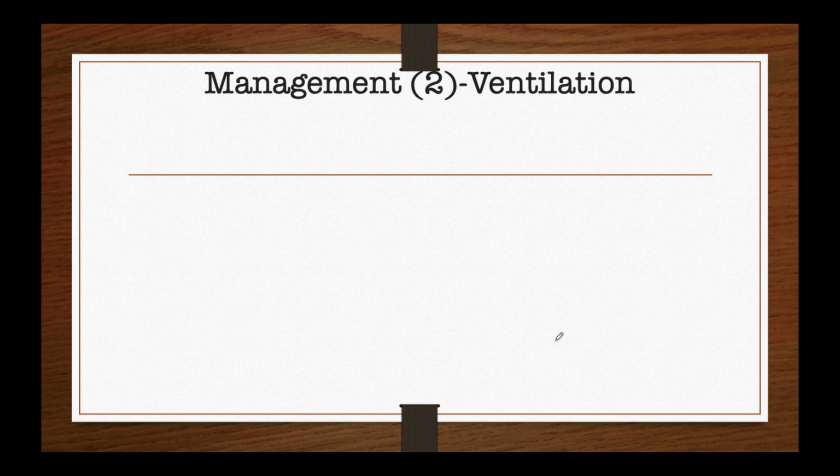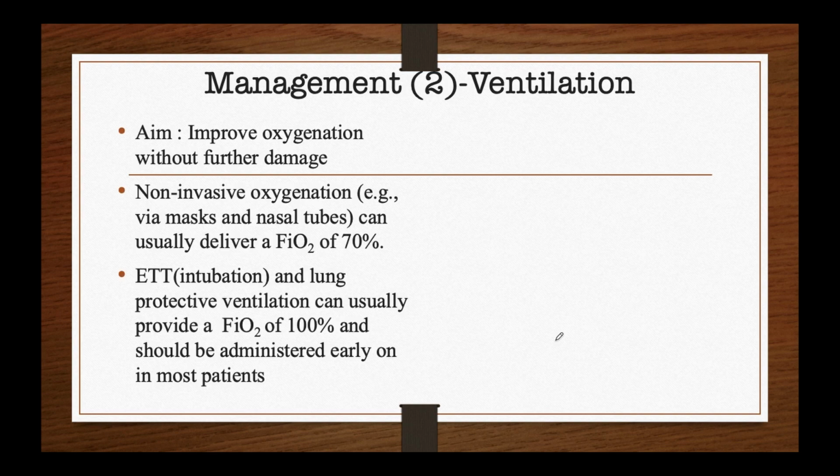Now, the aim of ventilation is to improve oxygenation without causing further damage to this patient, or causing further damage to the lungs. Now, difficulties may arise here. This is because some alveoli are normal and open, whilst others are not open. They are rather stiff and collapsed, and so there is a bit of a challenge over here. And so it is therefore necessary to try to open the collapsed alveoli without damaging the normal areas of the lung, or the normal areas of the alveoli.